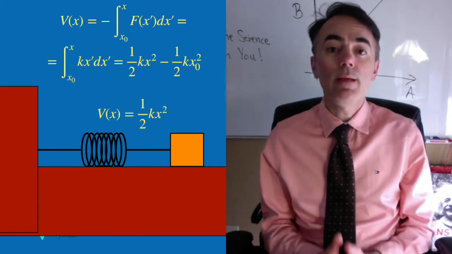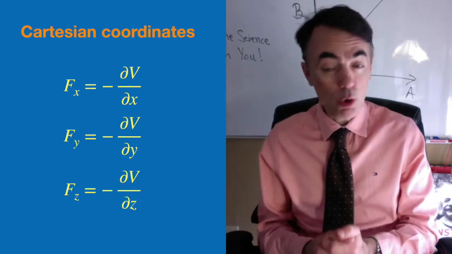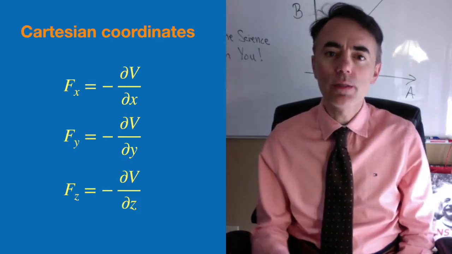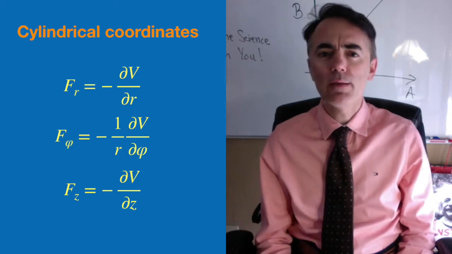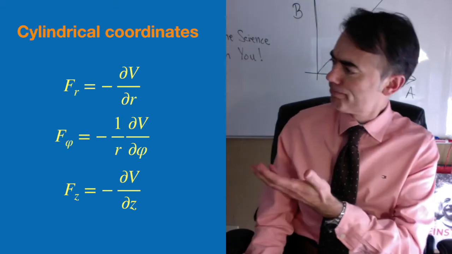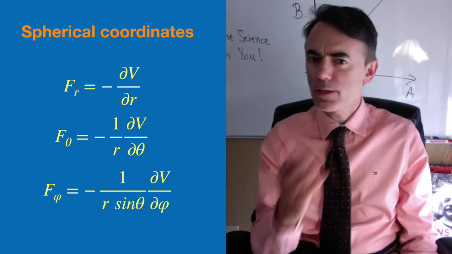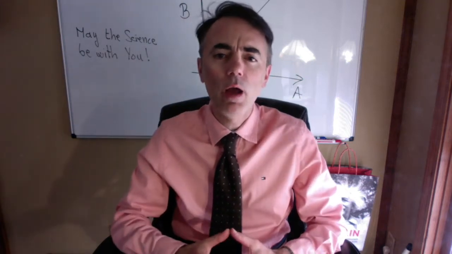To write this gradient in 3 dimensions, we use partial derivatives. This is in Cartesian coordinates, but we might want to write them in cylindrical coordinates or in spherical coordinates. That's something you need to get used to, as the choice of coordinates is going to simplify problem solving a lot.